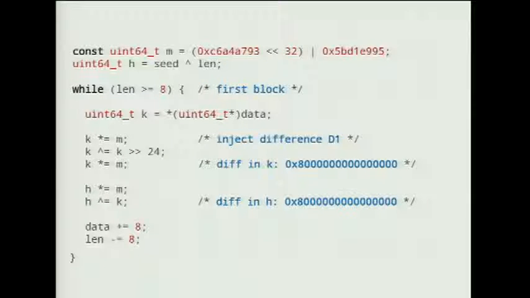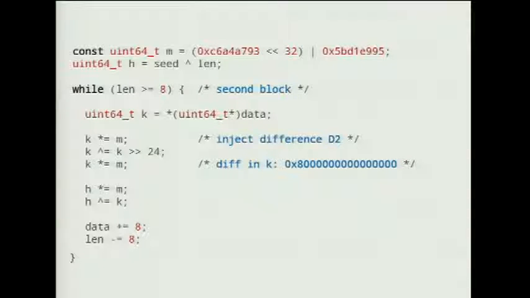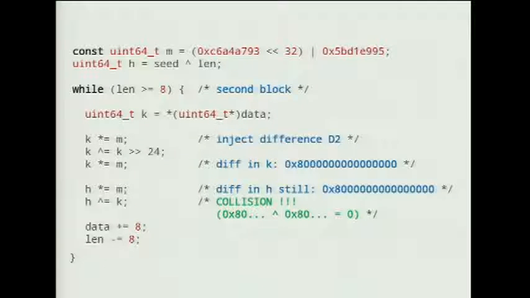Now, if we enter the second round, we will again introduce a difference in the second message block, and we will choose it in a way so that, again, after processing, we have this difference of 0x80. And as you can remember, that H in the first round already had this difference of 0x80. And what happens now if we XOR both together is we will cancel out the difference. And so we will get the exact same hash value. And we get the collision there.